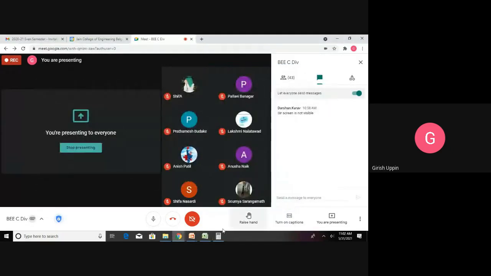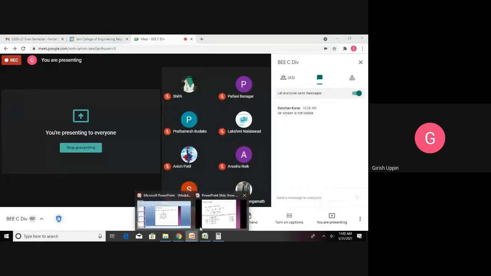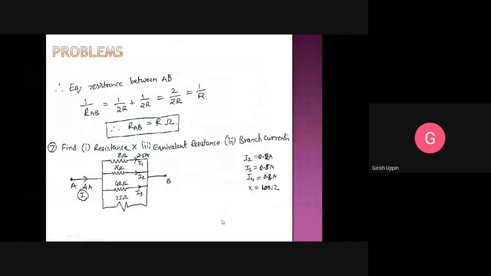So I haven't solved that. So hopefully now everybody is able to solve it. If not, you take these values, note down these values. Equivalent resistance X value is 100 ohm. Equivalent resistance is 5 ohm, and branch currents are these. I2 is 0.2, I3 is 0.5, and I4 is 0.8 amperes. Try to solve on your own. If you get any problems, let me know.